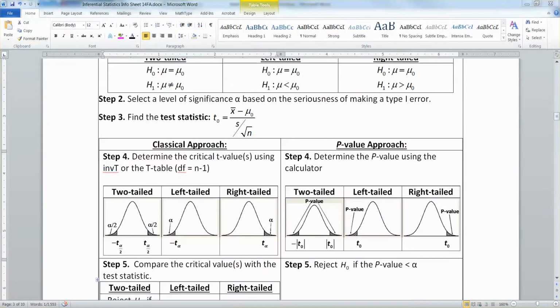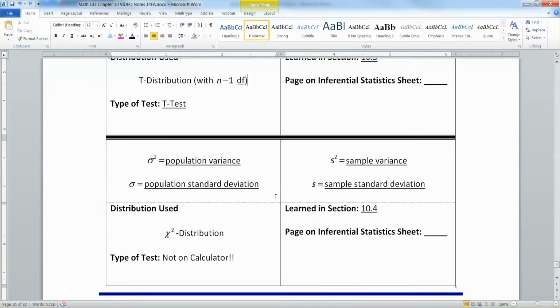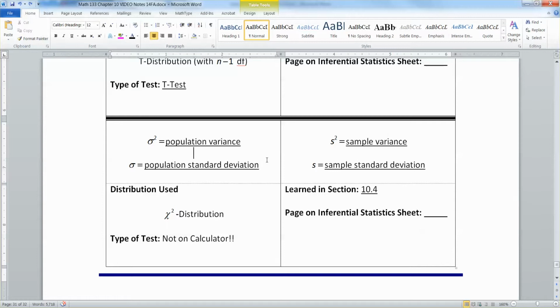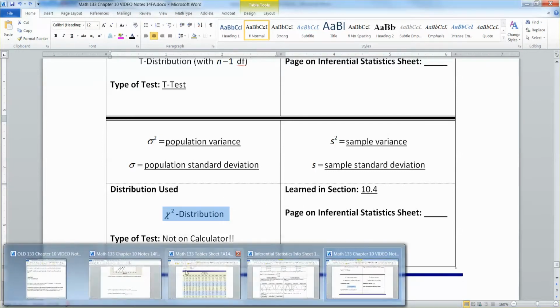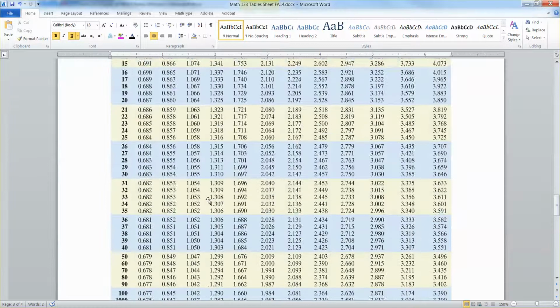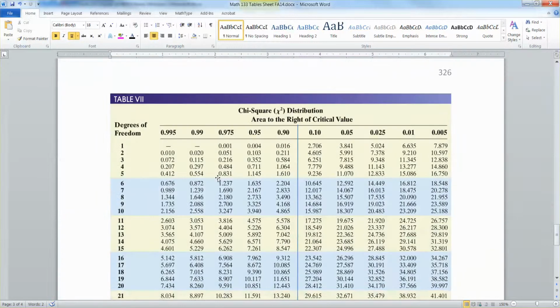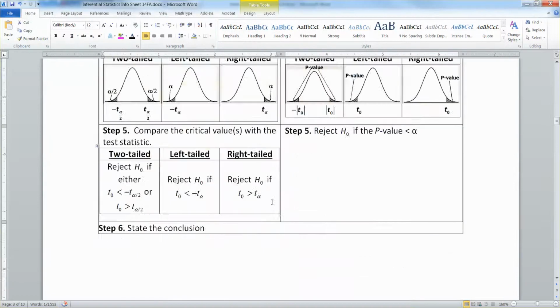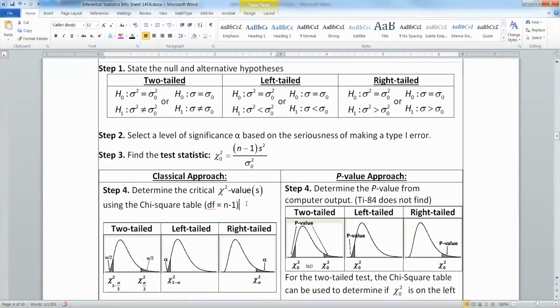All right, now your last kind of test is the chi-square test. So that's for population variance or standard deviation, in which case you'll use the sample variance and sample standard deviation to test them. And that uses the chi-square distribution, which is not in your calculator. So you'll have to do everything by hand unless I give you the computer output. So if you're doing the classical method, remember you will find your critical values with the chi-square distribution from the table. And I wrote that right here. Find your critical values, chi-square.